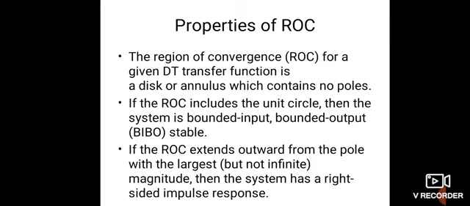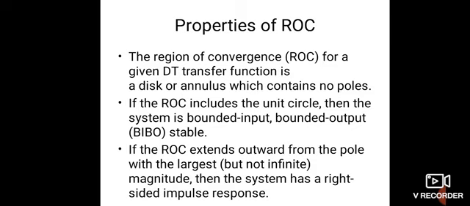The region of convergence for a given discrete time transfer function is a disk or annulus which contains no poles. If the ROC includes the unit circle, then the system is a bounded input, bounded output stable system. That means I am drawing one circle whose radius is equal to 1, and if this unit circle is included in the ROC, then the system is said to be a bounded input, bounded output stable system.